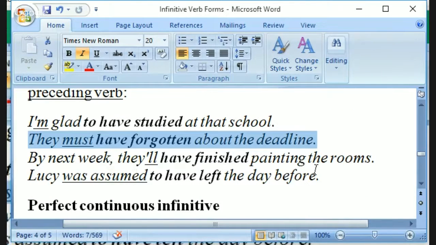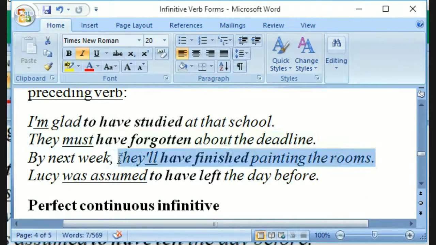Here's a future. The next one: by next week, they'll have finished painting the rooms.